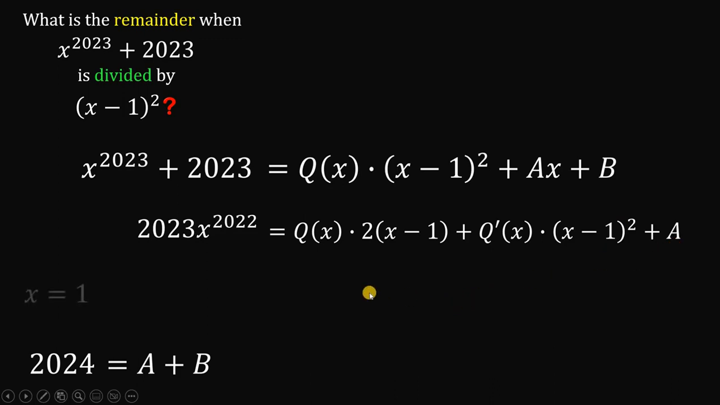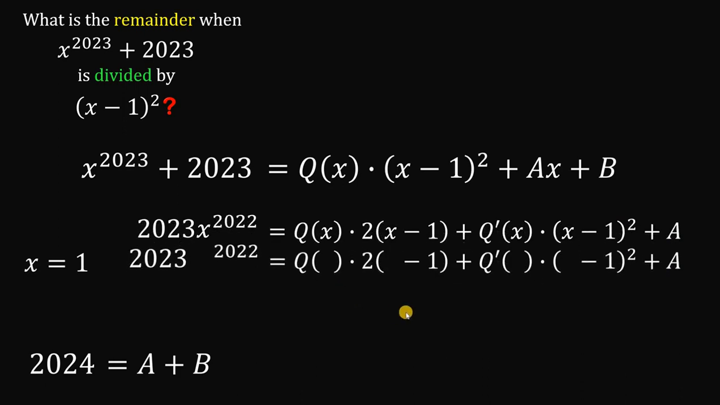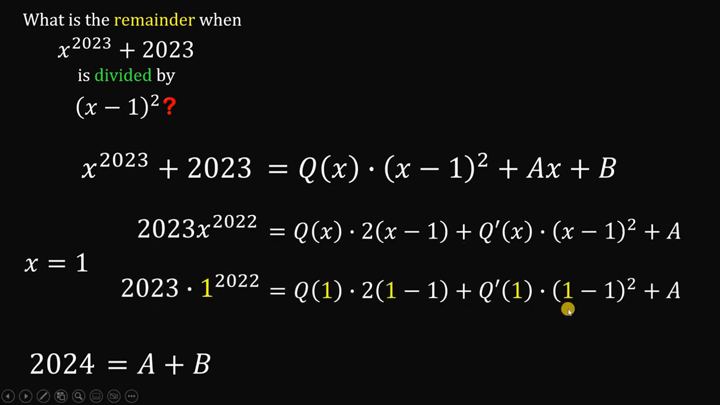Now again, take note, if we let x equal 1, the good thing here is x minus 1 is still 0, and the left-hand side is easy to evaluate because 1 raised to 2022 is just 1, so the left-hand side is just 2023. Now, on the right-hand side, 1 minus 1 is still 0, so 0 times any number is still 0. And also, 1 minus 1 is 0, times q prime of 1, is still 0. So the right-hand side is just a.